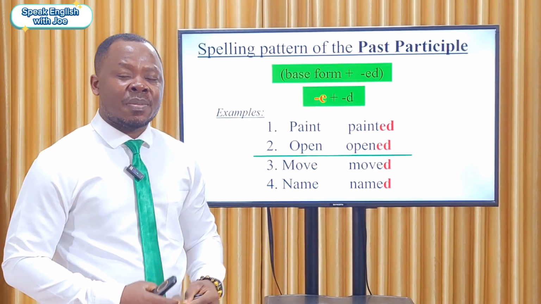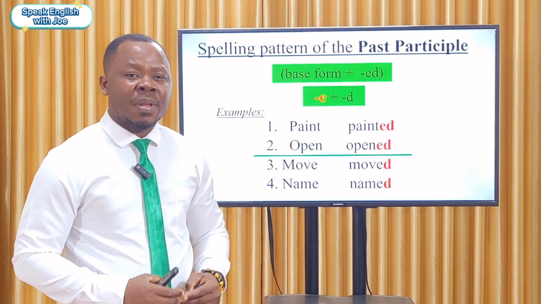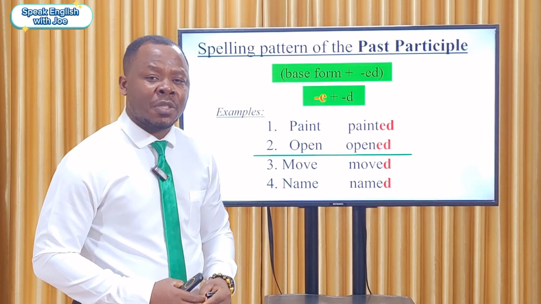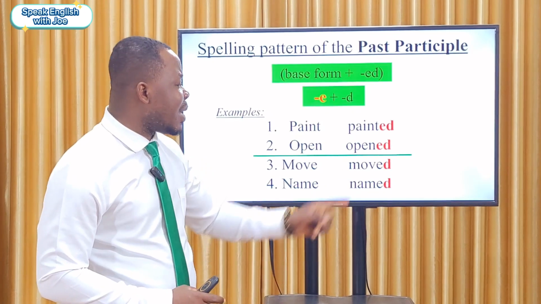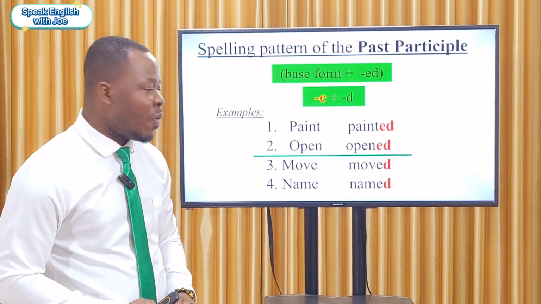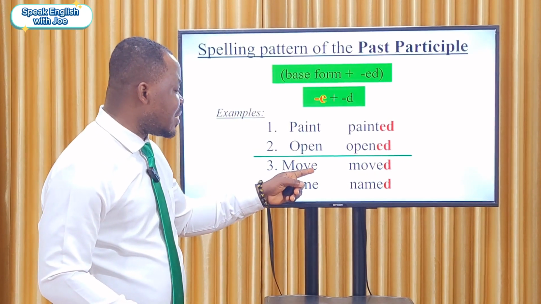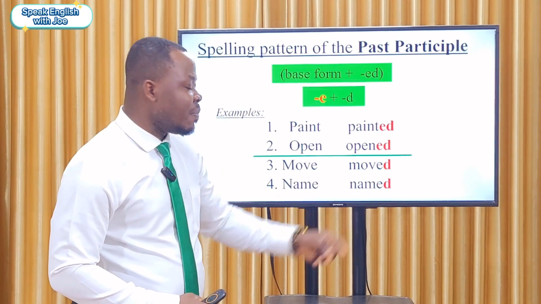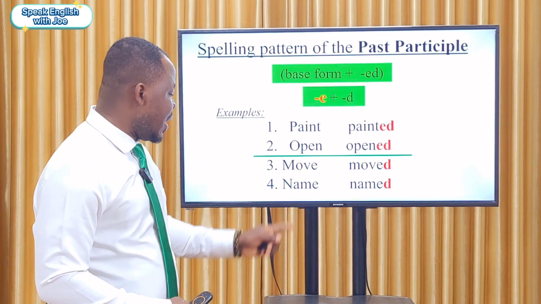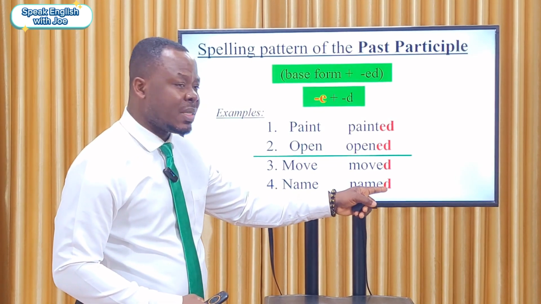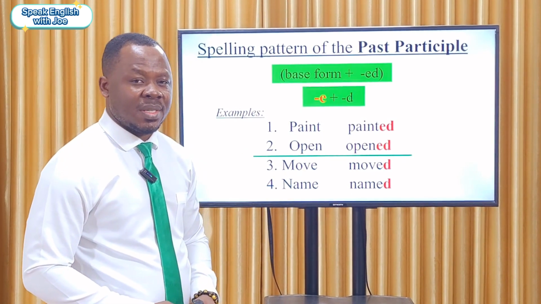But there is an exception to this rule. That is, if the base form of the verb ends in E, then in the past participle form, we only add D. So for example, we have the base form of a verb move, which ends in E. And in the past participle form, we add D, making moved. And name, which ends in E, in the past participle form, we add D, which is named.